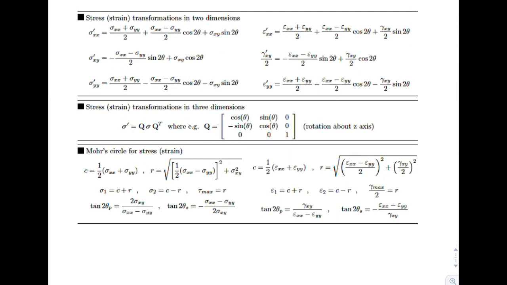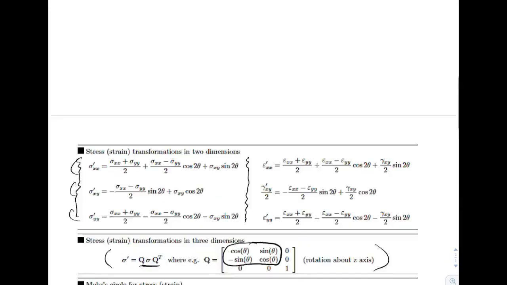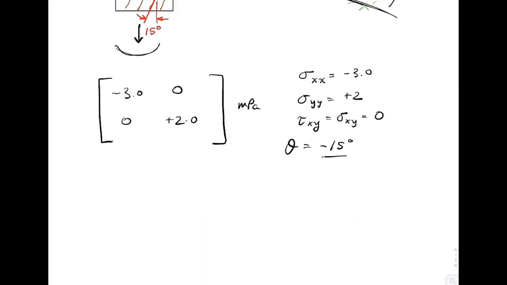So go ahead and take a look down here. We could use the transformation with the matrices if we wanted to, highlighting that matrix right there, the 2x2 stress state. If we just used the equations, we would end up using these 3 equations, and we have all the unknowns that we would use above, again remembering that theta is equal to minus 15 degrees.